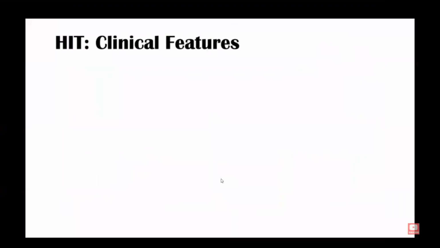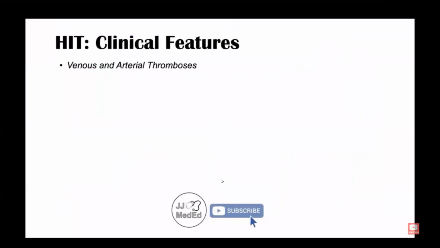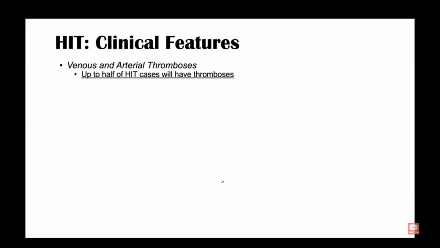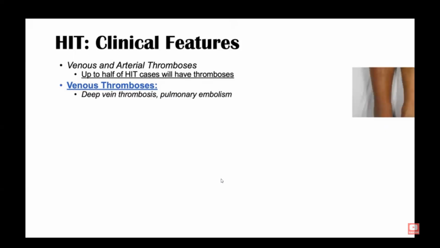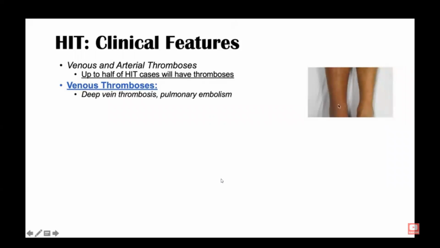So what are some of the clinical features of HIT type 2? This is actually the one that we talk about in the clinical setting. We do see venous and arterial thromboses, so both clots in the veins and the arteries. And it's not insignificant. Actually, up to half of HIT cases will have clots or thromboses. So with regards to venous thromboses, we see deep vein thrombosis and pulmonary embolism. So you may see an asymmetric leg. So this leg here has a deep vein thrombosis.